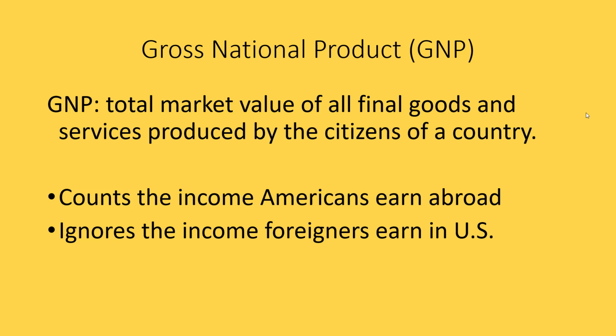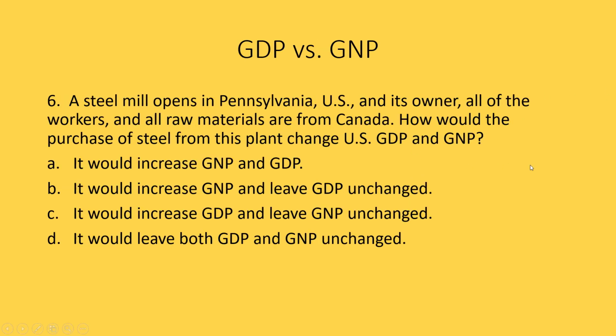So again, an American citizen working in the United States, within the geographic borders of the United States, would add to both U.S. GDP and U.S. GNP. An American citizen working abroad would add to U.S. GNP only. It wouldn't add to U.S. GDP. And then a foreign citizen working within the borders of the United States would add to U.S. GDP, but it would not add to U.S. GNP. So make sure you understand how that works when you're trying to figure out which transactions would add to gross national product versus gross domestic product. So with that in mind, let's take a look at this question.